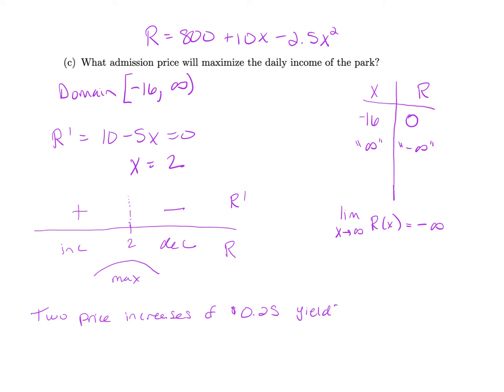Yields an entrance price of $4.50 because we started it at $4. We're going to increase it by 25 cents twice. We get $4.50 to maximize revenue.